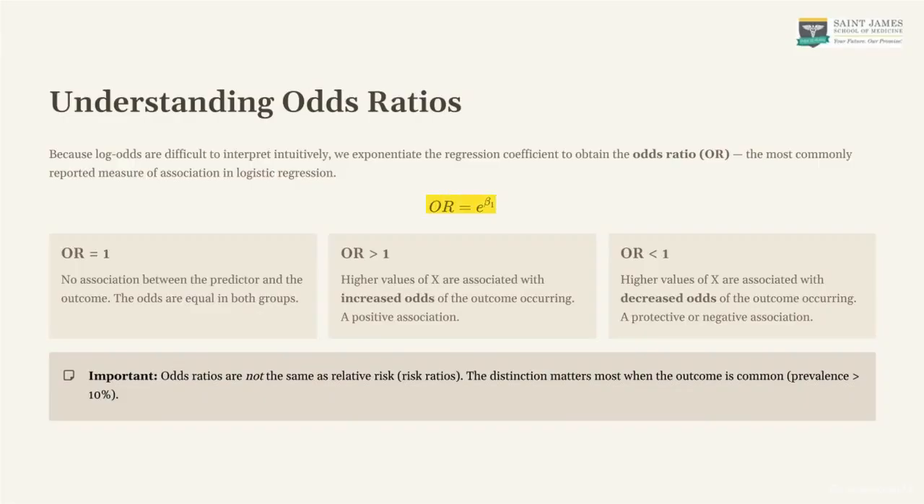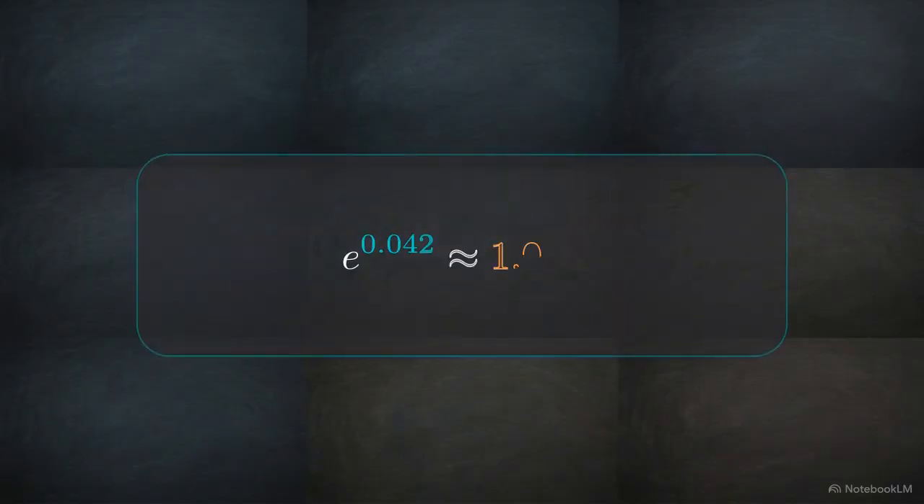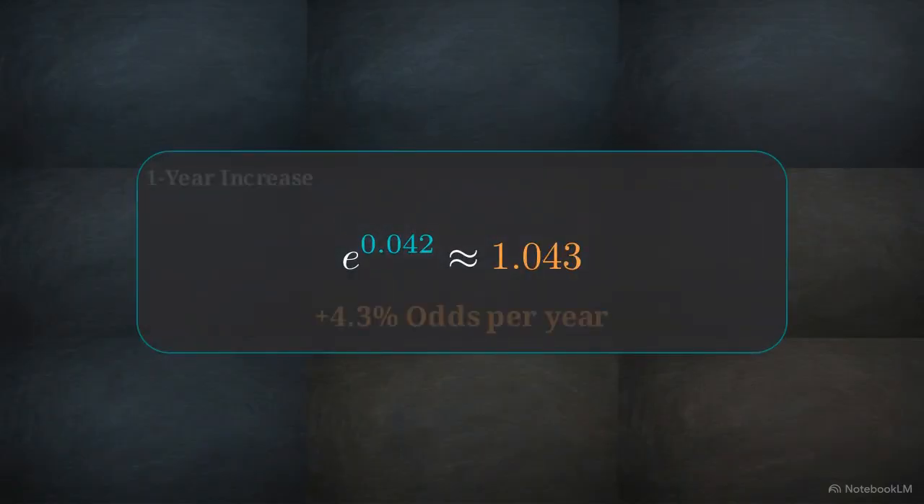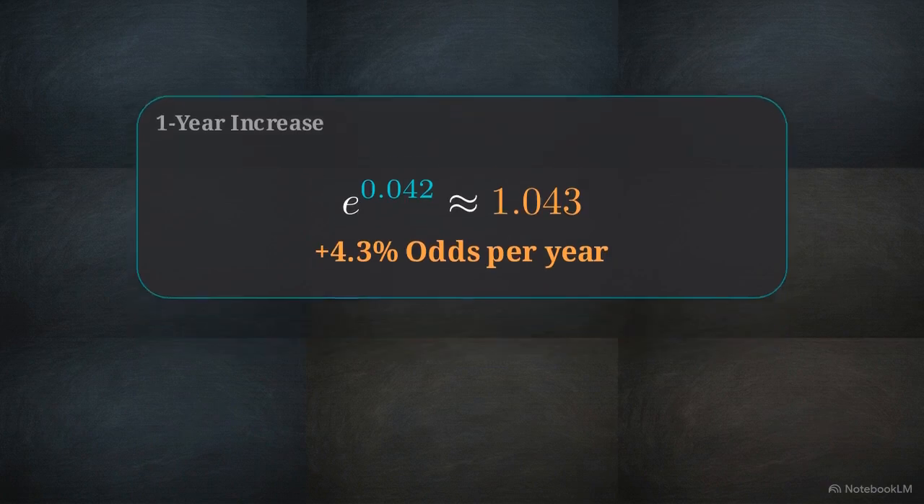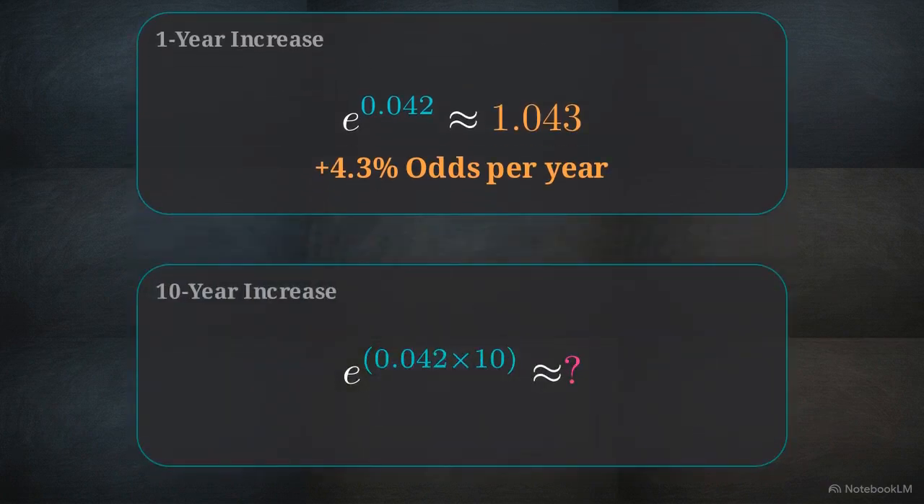Translating coefficients begins with this equation. A beta 1 of 0.042 lacks intuitive meaning. Exponentiating it calculates the odds ratio. An OR of 1 means no effect. Above 1 indicates increased risk, while under 1 signals a protective effect. E to the power of 0.042 is 1.043, increasing odds by 4.3% per year.